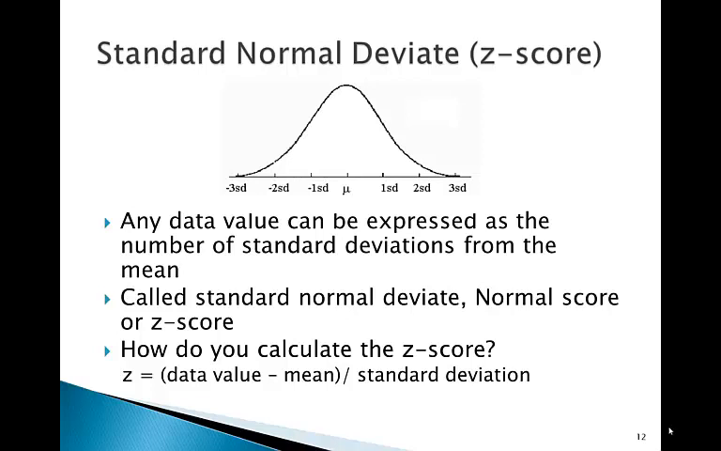And then we rescale it to have a standard deviation of 1 by dividing by the standard deviation. So our z-score, again: data value, subtract the mean, and then divide that by the standard deviation. This tells us how many standard deviations from the mean our particular value is.